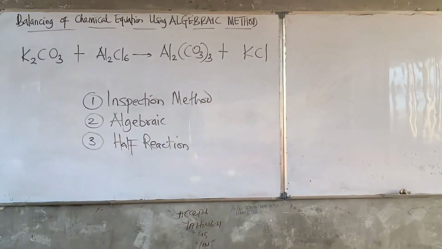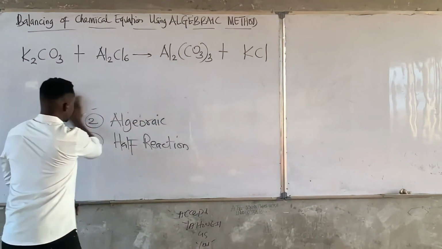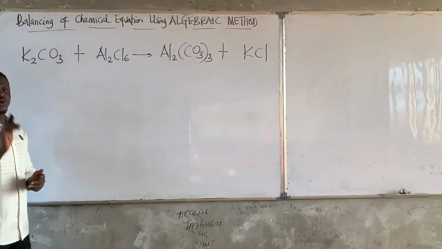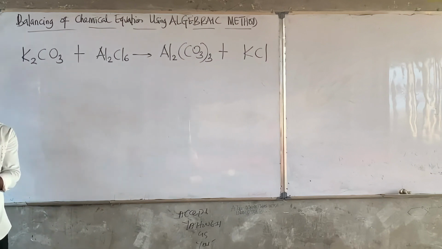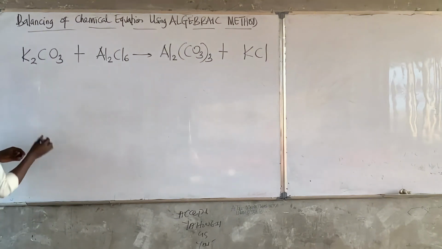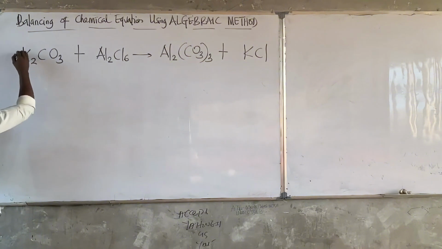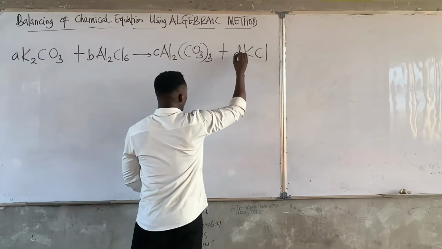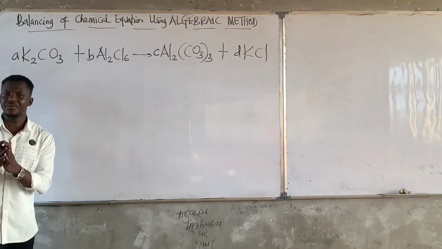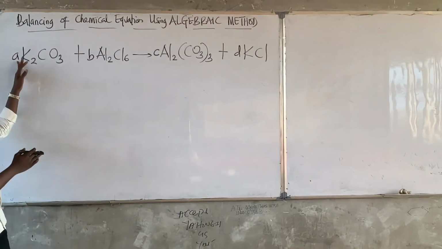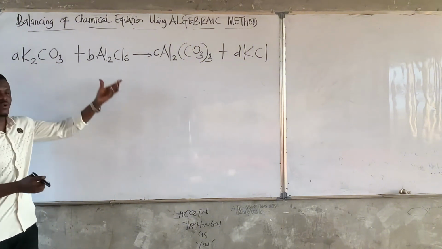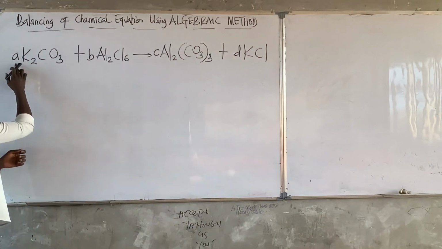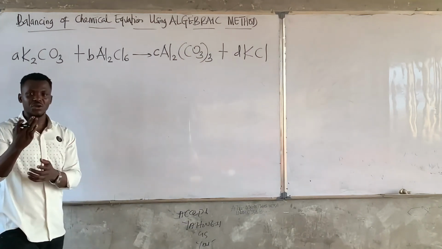Okay, so let's look at this. I want to walk us through one of the simplest steps in the algebraic method. The first thing you do is assign unknown coefficients to the reactants and products. So I'll call this A, I'll call this B, I'll call this C, and I'll call this D. Remember that whenever you want to balance a chemical equation, all you need to do is put the right coefficient in front of each molecule. We do not know what the coefficients are, so we replace them with unknown coefficients, which we are going to solve for afterwards.